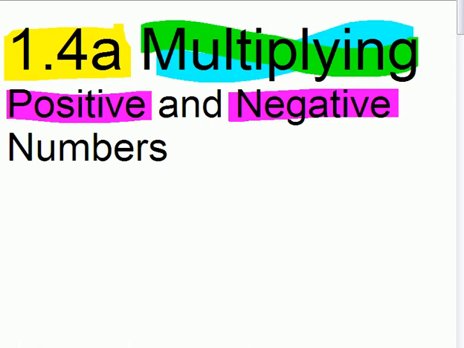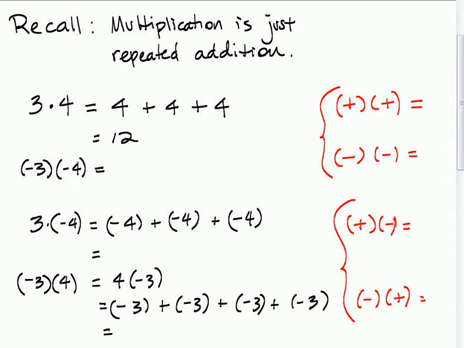Okay, moving on into 1.4. This is the first video in that section where we will be multiplying positive and negative numbers, and it is pretty easy. So let's take a look at that. Do you recall that multiplication is just repeated addition? We covered that, I think, back in section R1 where we were talking about exponents.